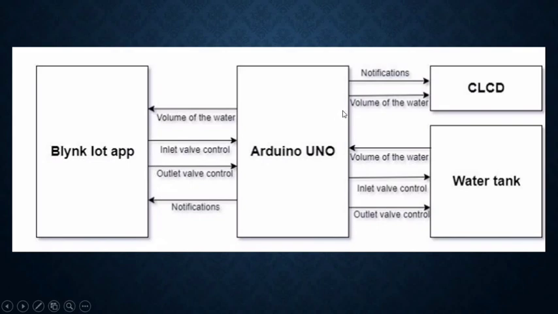Here the Arduino UNO is also connected to the CLCD, which displays notifications like inlet valve is on, inlet valve is off, the volume is 3000 liters, like that. The volume of water is also displayed on the CLCD. The Arduino UNO is also connected to the water tank, inlet valve control, outlet valve control, and volume of the water. This is the block diagram.